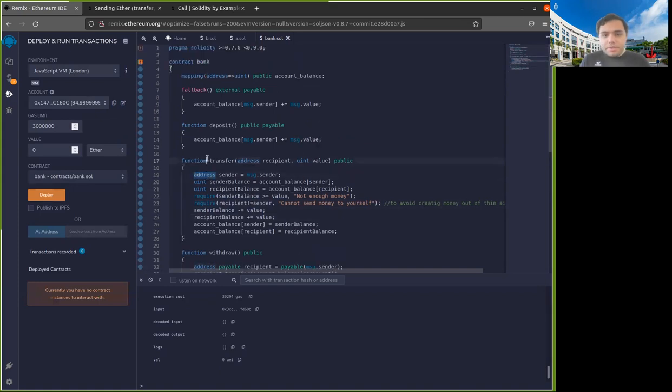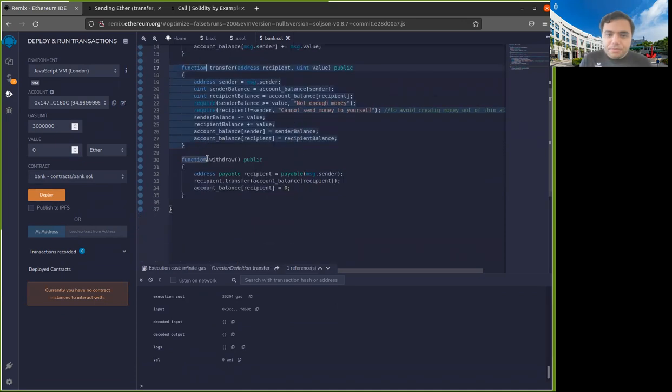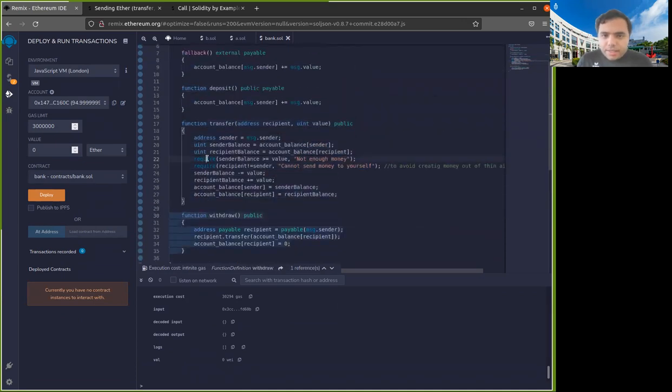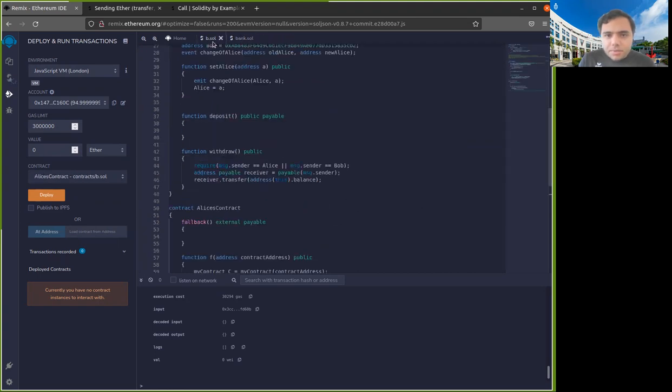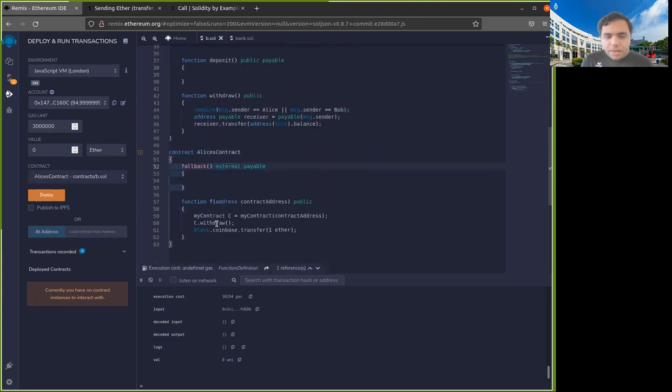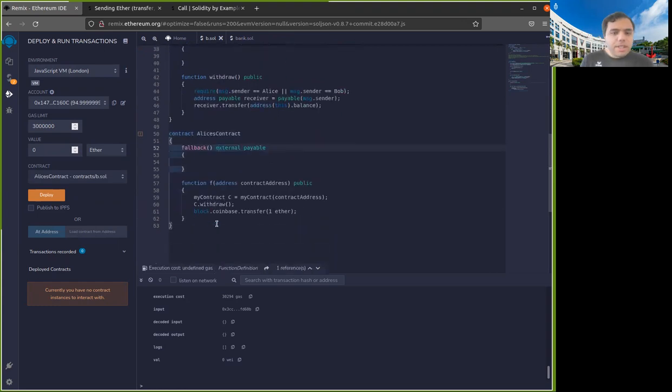But now our contract has another big problem. Okay, I don't want to talk about this one. I want to talk about this one. So I talked about what happens when a contract sends money over to another contract, right? When I send money over to another contract, I'm going to call its fallback function.